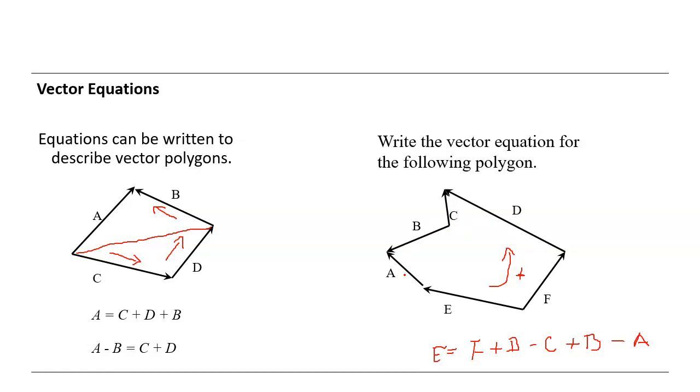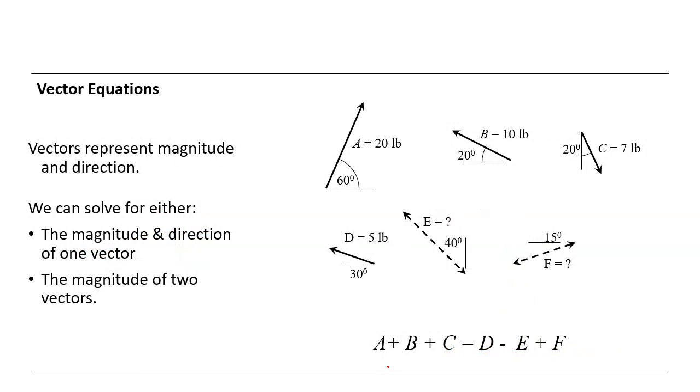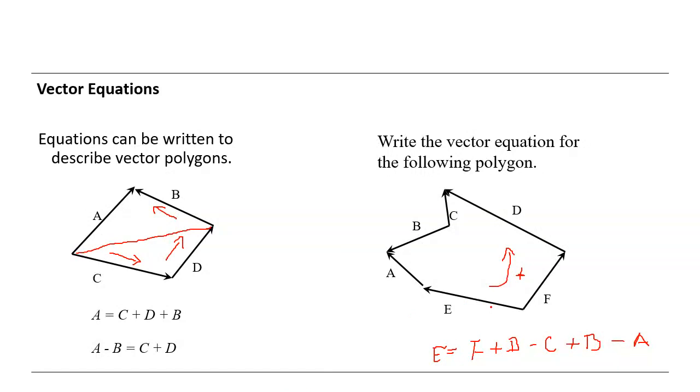So here we have different equations. You see, A plus B plus C is equal to D plus E plus F, like the vector polygon we had here. So this is A, B, C.